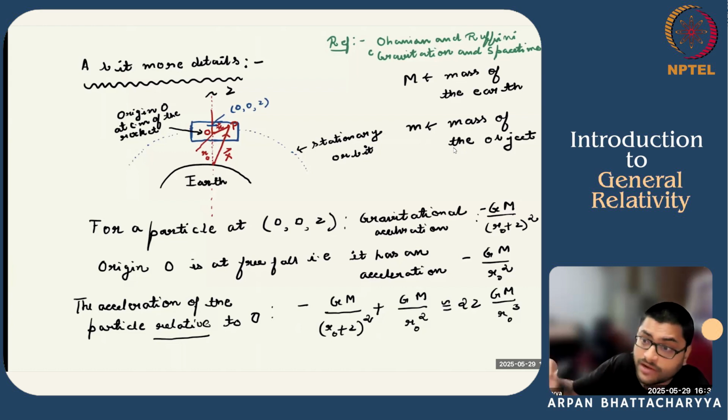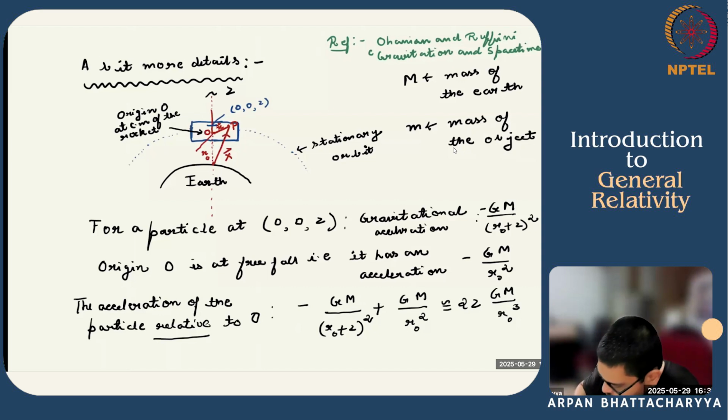Now this origin itself is in free fall, so it has an acceleration due to the Earth's gravitational pull, which is denoted by g. This origin is at the R naught distance. Now the relative acceleration of the particle with respect to this origin O, which is the origin of the coordinate system attached to this rocket, is the following. And if you simplify this, and assuming that R is very, very large compared to Z, then approximately this will come.